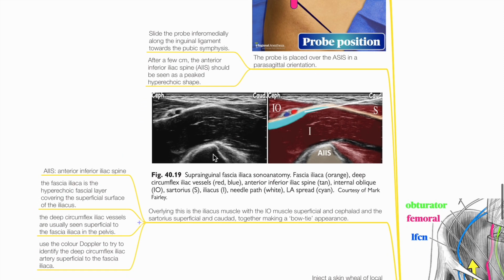Overlying this is the iliacus muscle, with the internal oblique muscle superficial and cephalad, and the sartorius muscle superficial and caudad, together making a bow tie appearance. The fascia iliaca is the hyperechoic fascial layer covering the superficial surface of the iliacus. The deep circumflex iliac vessels are usually seen superficial to the fascia iliaca in the pelvis. Use color Doppler to identify these.